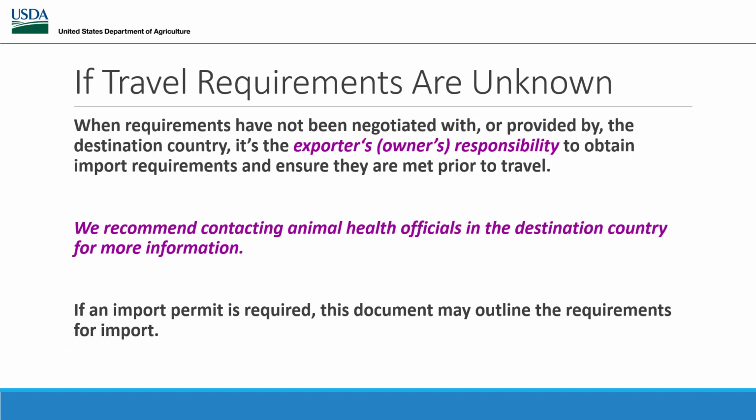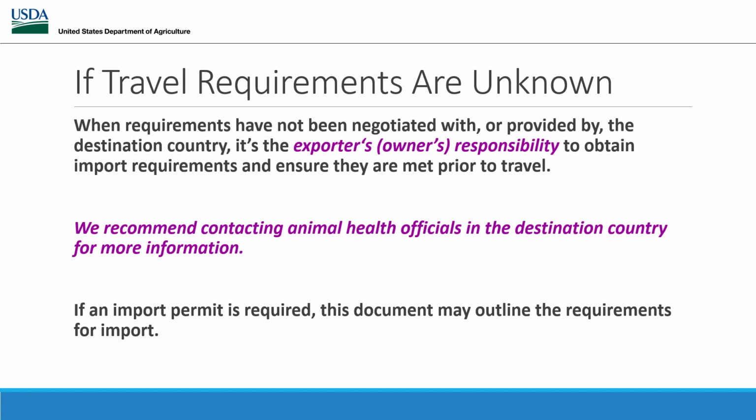Not every country has notified USDA APHIS of their import regulations for every type of animal. If you cannot find information for your type of patient to another country on the PTW or IRegs, this means USDA APHIS was not notified of that country's requirements. It is then the exporter's responsibility to obtain the import requirements.